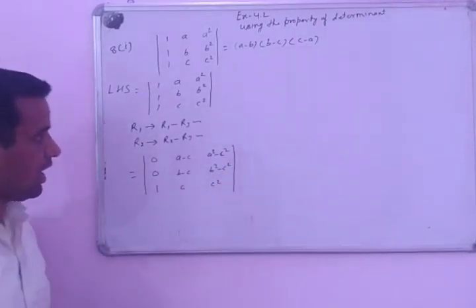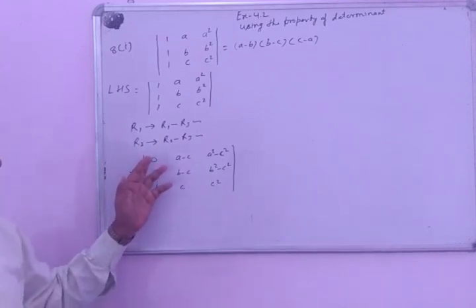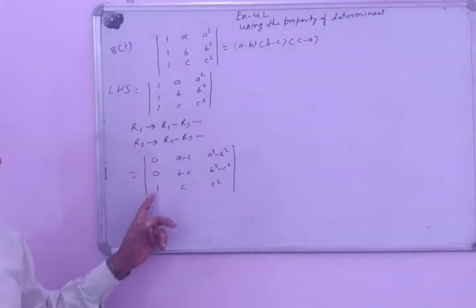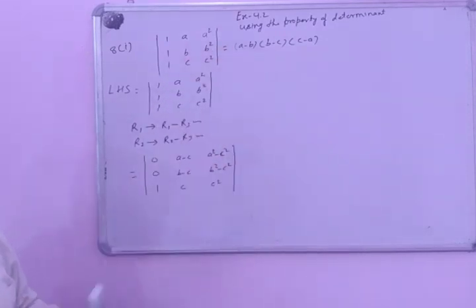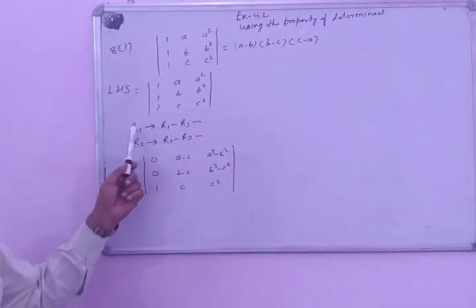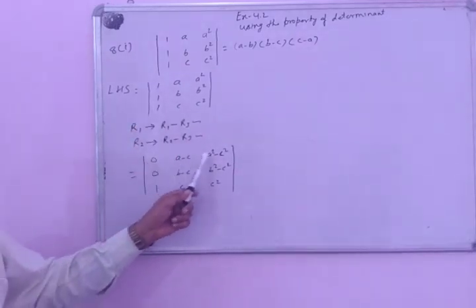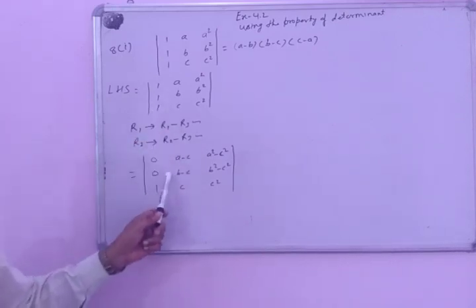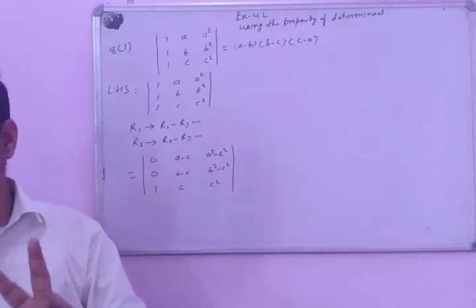Now look, if we subtract in this way, then the first column has the maximum 0s, so you can expand along this first column, and then you get the value of this determinant. First I am writing this, applying R1 minus R3 right here. Second, R2 minus R3, then right here. But R3 is not changing. Operate at most one time.